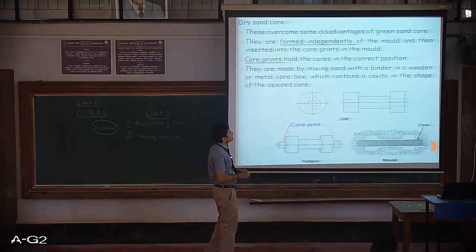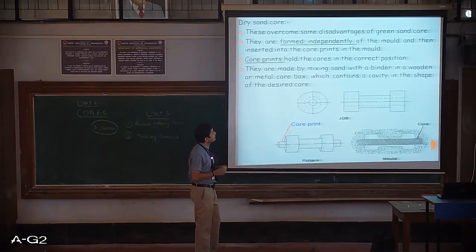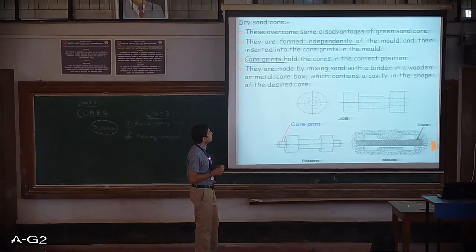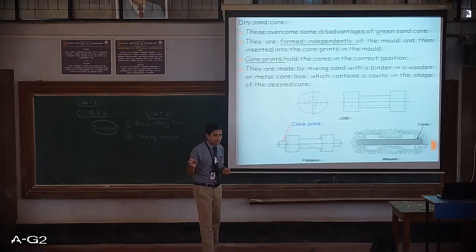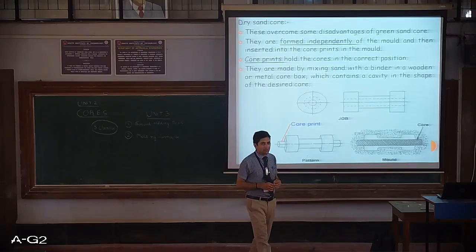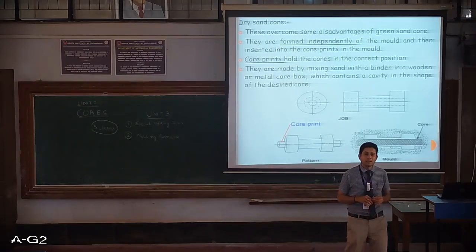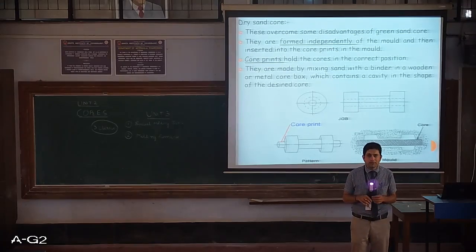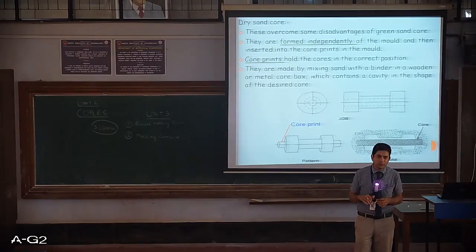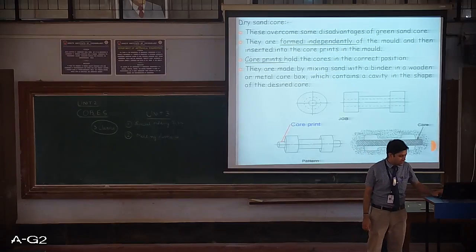They are made by mixing sand with a binder in a wooden or metal core box which contains a cavity in the shape of the desired core. So there will be a wooden or a plastic mold box in which you will put that sand plus the binder and give it the shape of the core, and you will bring it and use it over here. So that's called the dry sand core.